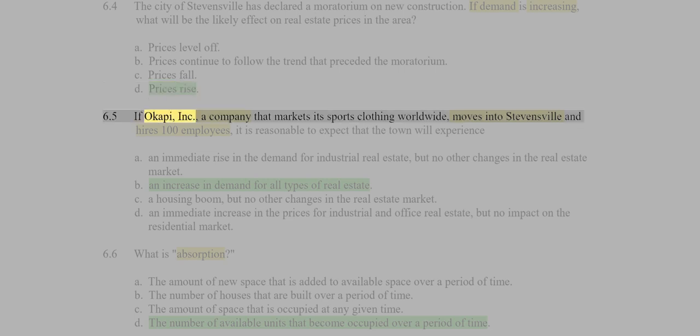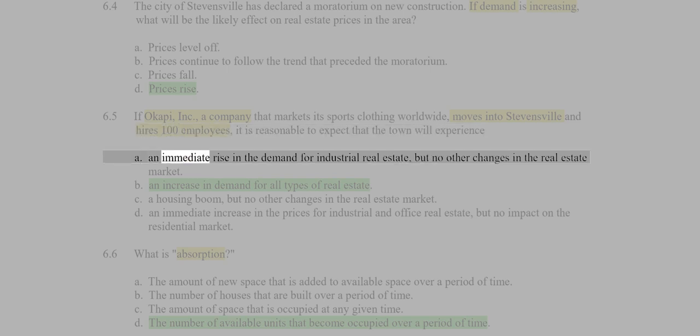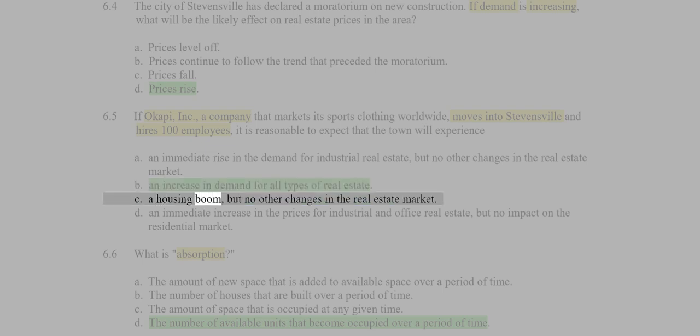6.5. If Okapi Incorporated, a company that markets its sports clothing worldwide, moves into Stevensville and hires 100 employees, it is reasonable to expect that the town will experience A. an immediate rise in the demand for industrial real estate, but no other changes in the real estate market. B. An increase in demand for all types of real estate. C. A housing boom, but no other changes in the real estate market. D. An immediate increase in the prices for industrial and office real estate, but no impact on the residential market.